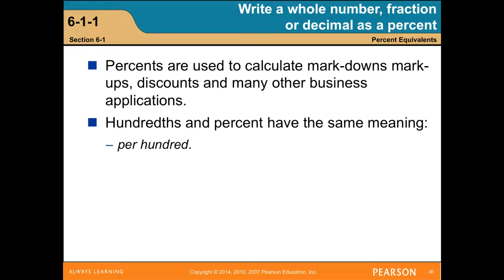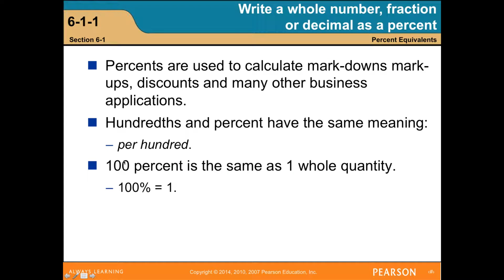Hundredths and percents have the same meaning, per hundred. And percent has an Italian root, per cento, and that means for every 100. So that's where you get percent. Whenever we're thinking about percent, you're always going to think in units of 100, with 100 representing the whole amount. 100% is the same as one whole quantity.